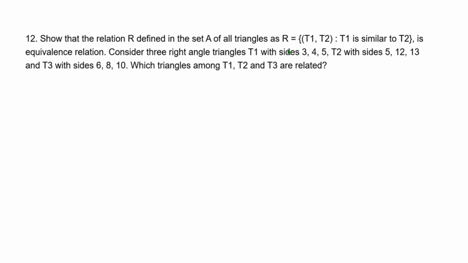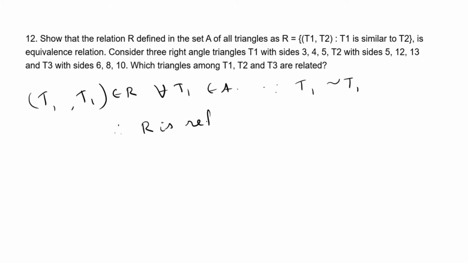So R is given by the set of all ordered pairs T1, T2 such that T1 is similar to T2. First we will prove R is reflexive. So we have T1, T1 belongs to R for all T1 belongs to A, since every triangle is similar to itself. Since T1 is similar to T1, therefore R is reflexive.